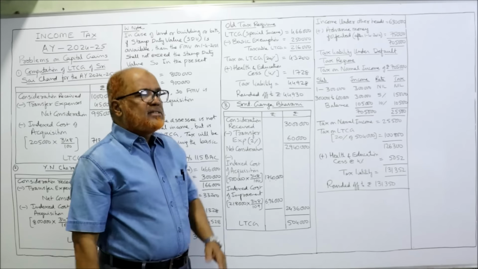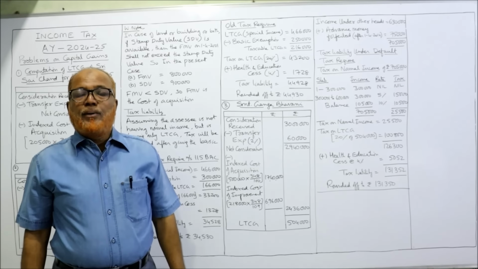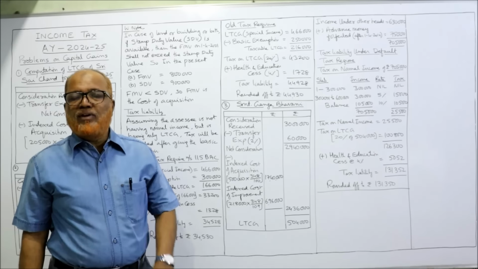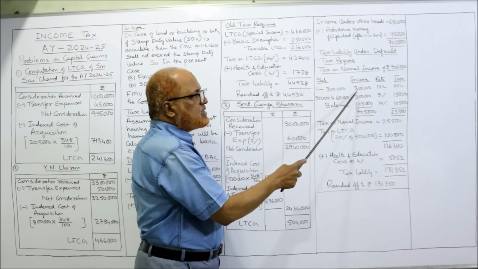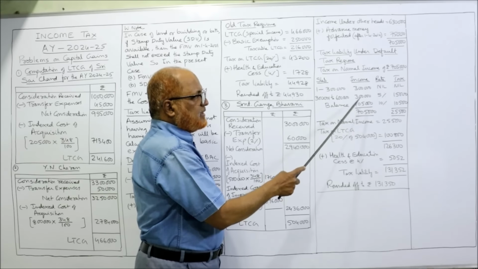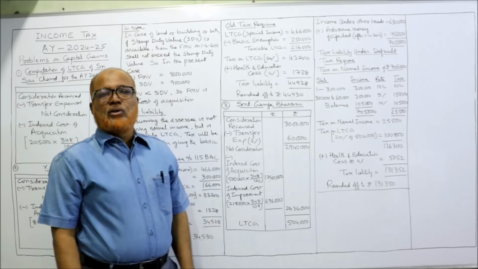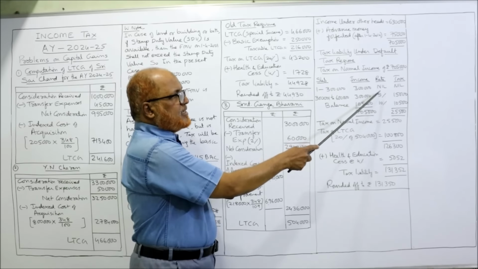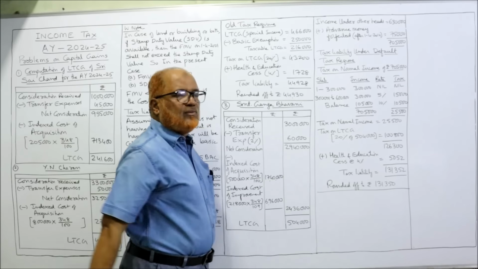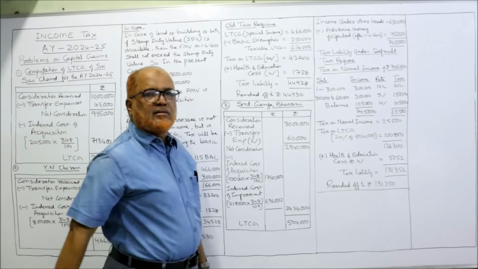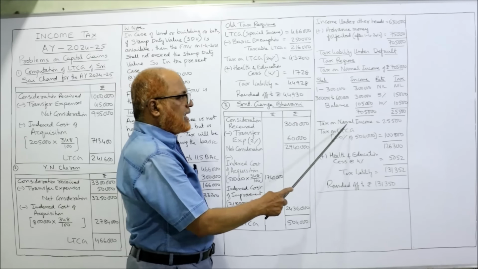Now the next slab goes from 6 lakh 1 to 9 lakh. The rate of tax is 10%. But our income is not going up to 9 lakh, so we are not taking the complete slab. What is our total income? 7,05,000. From 7,05,000 subtract 3 lakh and 3 lakh. So 1,05,000 is the balance. On this balance 10%. The first slab 0%, second slab 5%, the third slab is 10%. So 10% of 1,05,000, 10,500. Add up both, 25,500. So 25,500 is the tax on normal income.